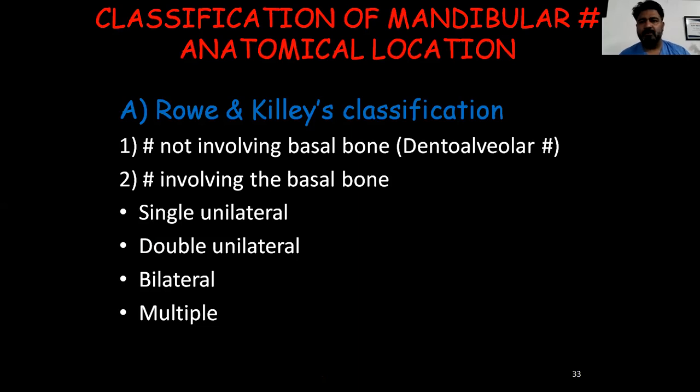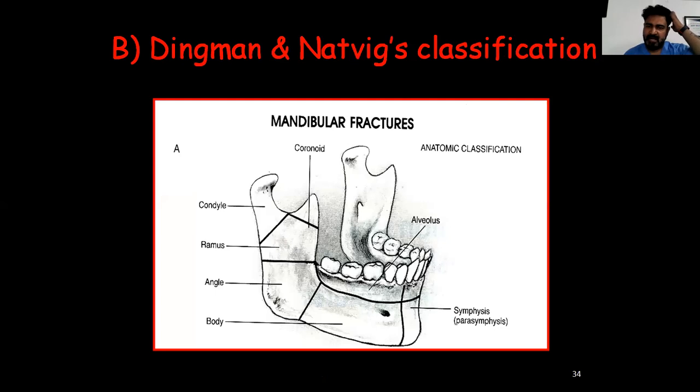Now the classification of the mandibular fractures according to the anatomical locations, like Rowe and Killey classification. Fractures not involving the basal bone are called dentoalveolar fractures, and fractures involving the basal bone are the other one. In this, single unilateral, double unilateral, then bilateral, multiple fractures. And in Dingman and Natvig's classification, the mandibular fracture: coronoid, condyle, ramus, angle, body, symphysis, alveolus. These are the various types according to the parts.